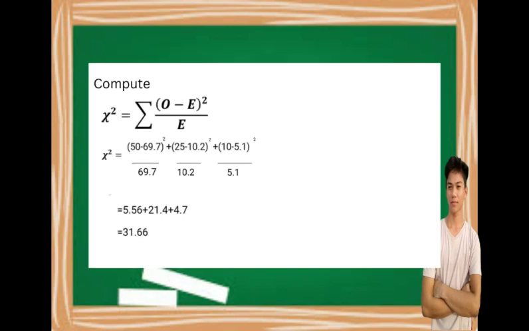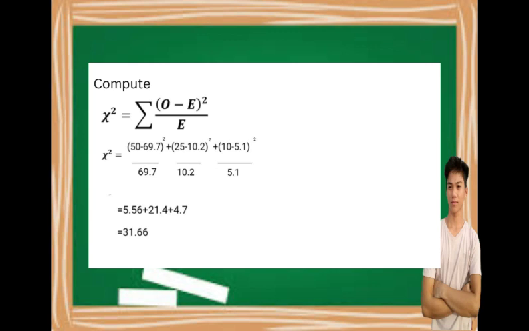So here's the computation on how to get the test value. With the use of Pearson's formula, chi-squared equals the summation of the observed frequency minus the expected frequency, squared, over the expected frequency. So now we substitute and it would end up as x squared equals (50 minus 69.7) squared over 69.7, plus (25 minus 10.2) squared over 10.2, plus (10 minus 5.1) squared over 5.1.